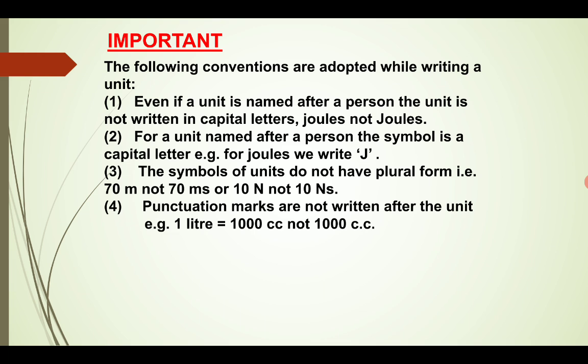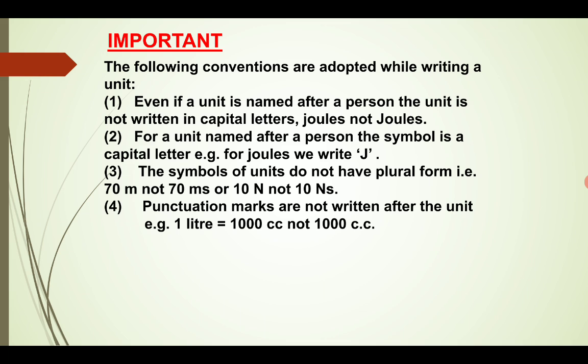And the next rule is that punctuation marks are not written after the unit. For example, 1 liter is 1000 cubic centimeter, so it is written as 1000 cc, not 1000 c.c. So these are the sign conventions, or important points, in order to assign a unit to a given physical quantity.